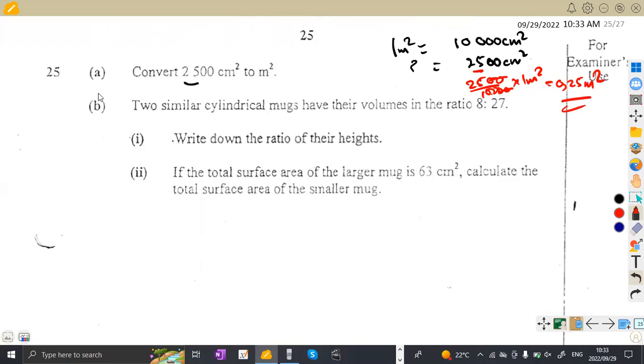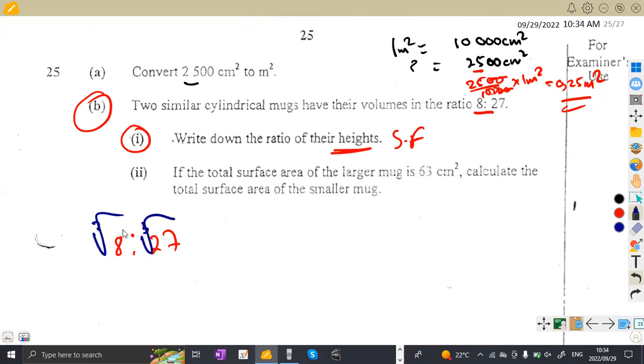Two similar cylindrical mugs have their volumes in the ratio of 8:27. Take note, 8:27, this is the volume factor. Whenever you're given volume, that is volume factor. So the question is, write down the ratio of their heights. Heights, that is scale factor. Guys, I told you height, radius, diameter, as long as it has to deal with length, that is your scale factor. So how do you go from volume factor to scale factor? Just introduce the cube root. Remember that: cube root for size. So the cube root of 8 is 2, the cube root of 27 is 3. So that is our scale factor, which is the ratio of size. So it's 2:3.